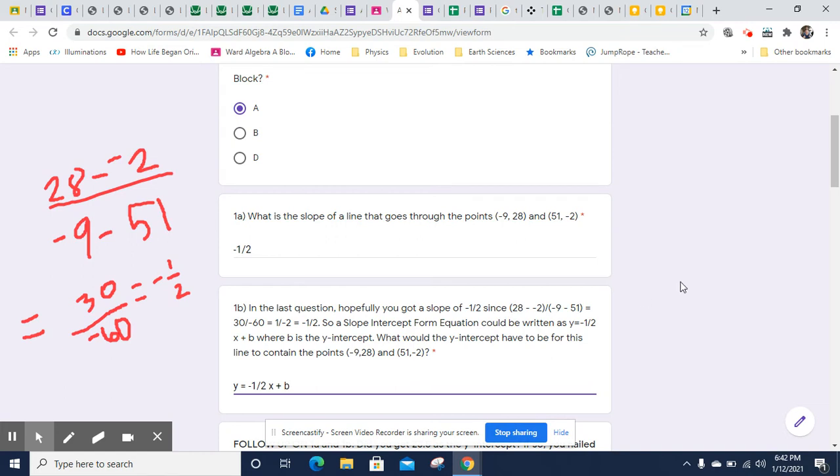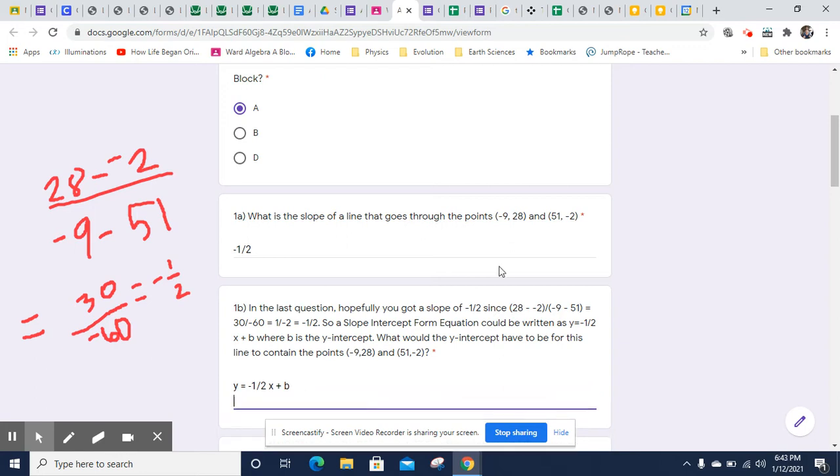One way to approach that is to simply look here and we know an x and y value. In fact, we know two x and y values. We can replace x with -9 and y with 28, or we can replace x with 51 and y with -2. And once we do that, we'll just have b to solve for. So that's one way you can approach it.